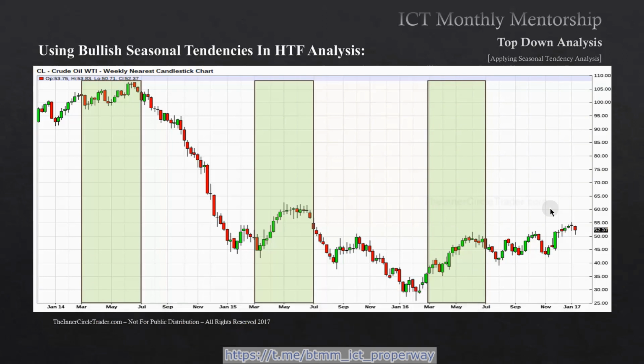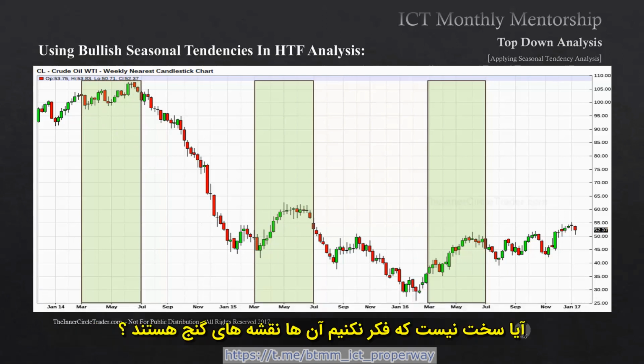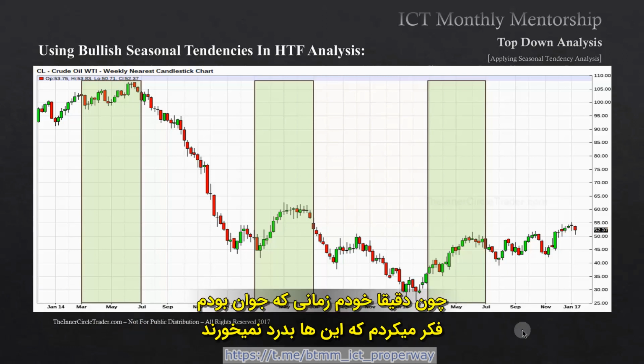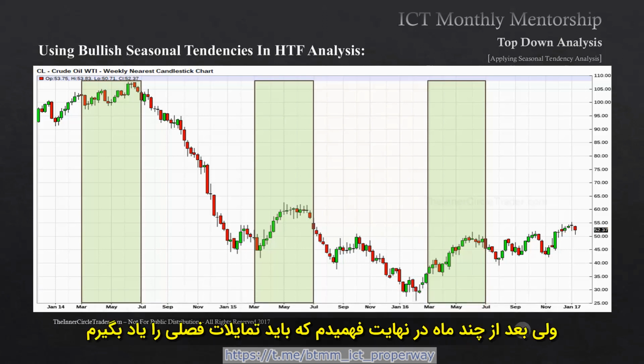Now, my question to you is this. If you can see these opportunities repeating themselves based on the data that I'm sharing with these reports and seasonal tendency charts, is it hard not to feel like they're treasure maps? Because that's exactly what it felt like for me as a young man in my 20s when I saw these seasonal tendency charts. And I admittedly pushed them aside for the first couple months.